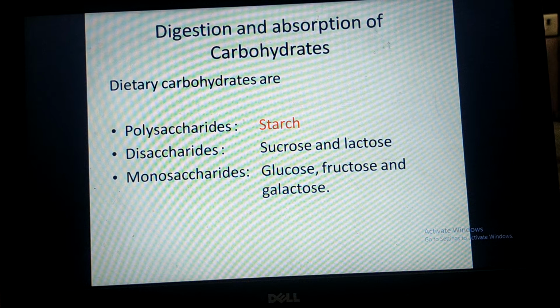Dietary carbohydrates means the carbohydrates present in our diet are in the form of polysaccharide, disaccharide and monosaccharides. Polysaccharide found in our diet is mainly starch, which forms bulk of our diet. Disaccharides present in the diet are sucrose, which is a table sugar or common sugar, and lactose, which is also called as milk sugar. Monosaccharides are also found in very small quantity in our diet, and these are glucose, fructose and galactose.